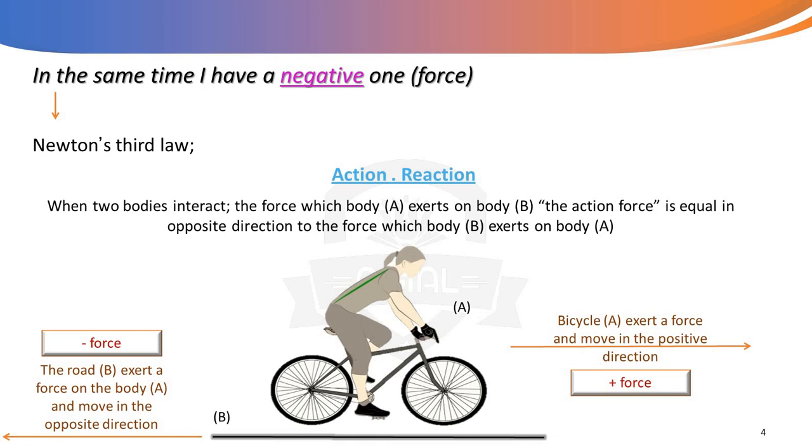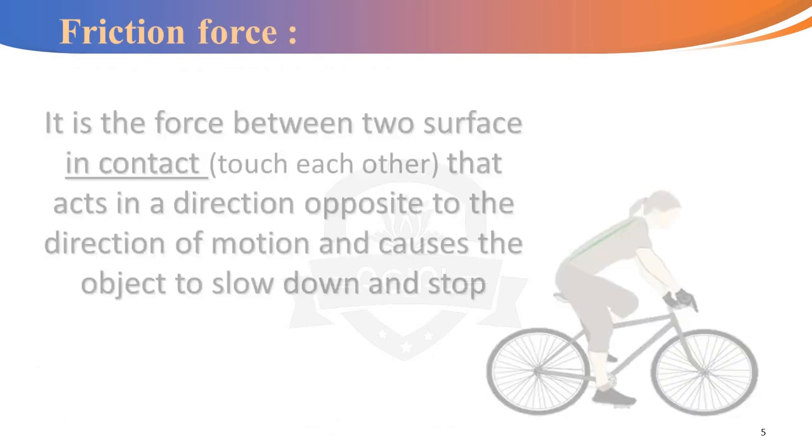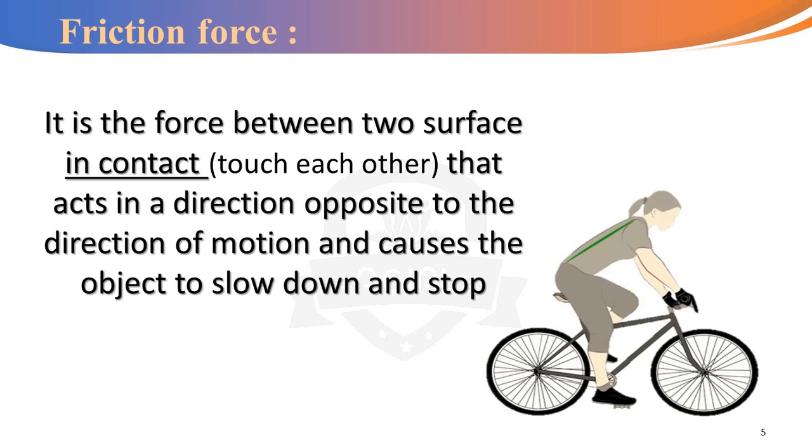The action-reaction tells us that the negative force is equal to the positive force. This negative force is called friction force. So what is the meaning of the friction force? It is the force between two surfaces in contact, or interacting with each other, between the bicycle and the road, that acts in a direction opposite to the direction of motion.